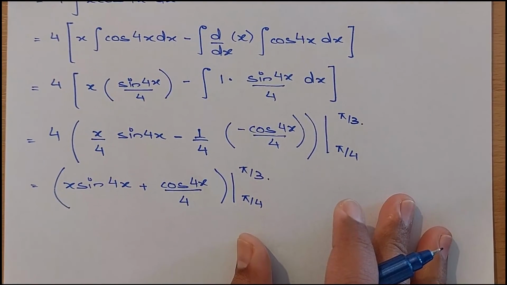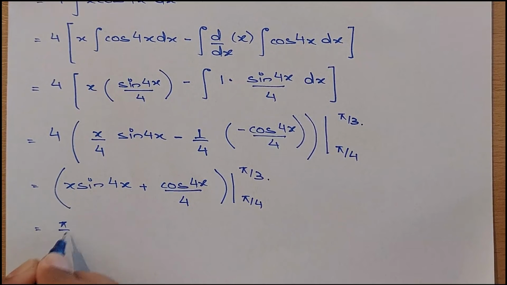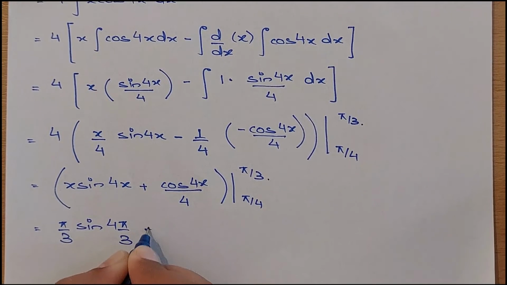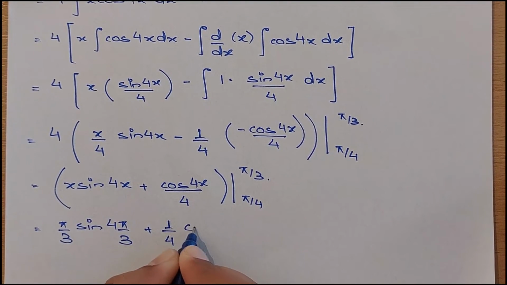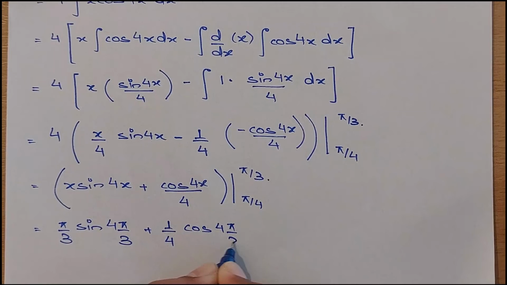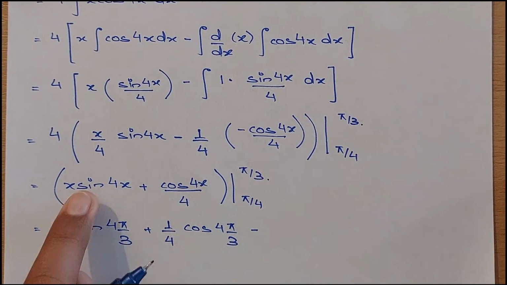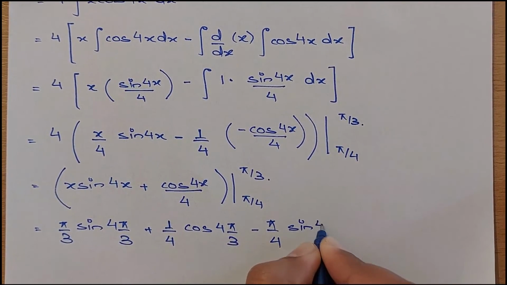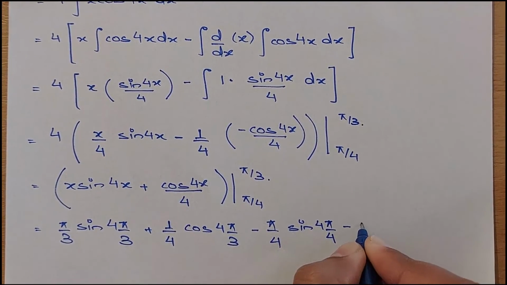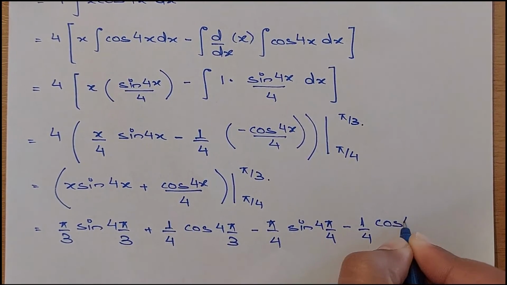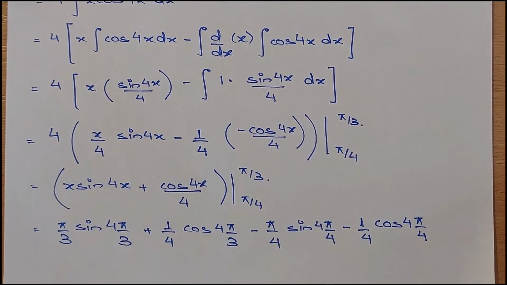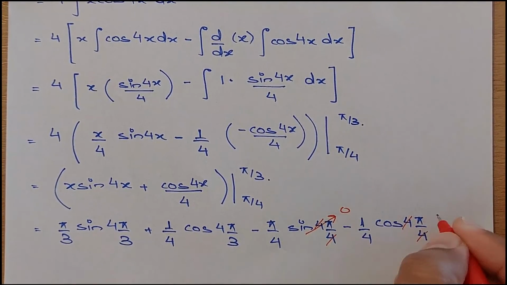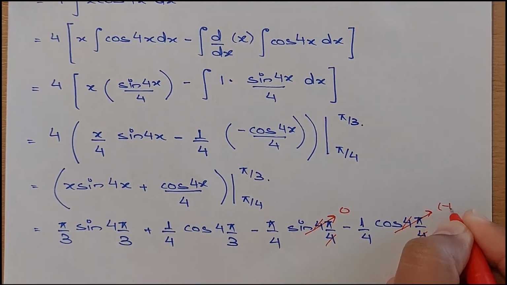Now let's start with the upper limit. So we have pi by 3 sine 4 pi by 3 plus 1 by 4 cos 4 pi by 3 is the upper limit. Subtract the lower limit, means both are negative. Pi by 4 sine 4 pi by 4 minus 1 by 4 cos 4 pi by 4. So 4 pi by 4 is just pi, right? And we know that sine of 180 is 0 and cos of 180 is minus 1.